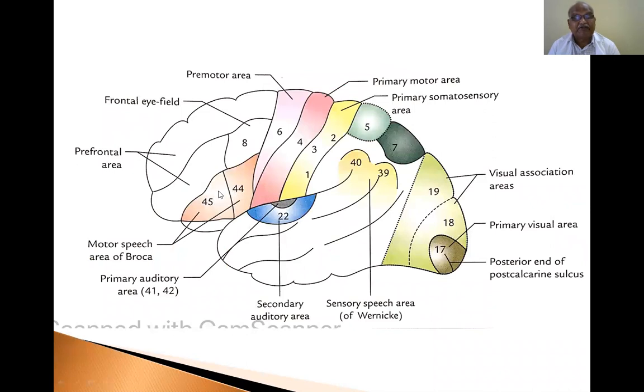This is the inferior frontal gyrus. This is the middle frontal gyrus. This is the superior frontal gyrus. This is the superior frontal sulcus. This is the middle frontal sulcus. So divide this one into 1, 2, 3. This is the prefrontal area, the entire one is prefrontal area. Frontal eye field, motor speech area 44, Broca.